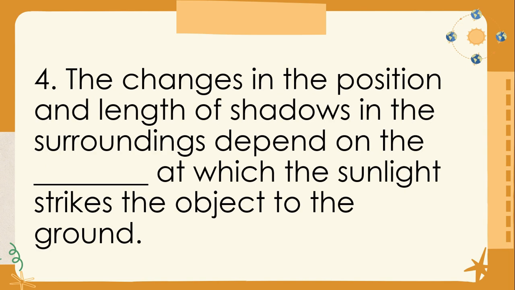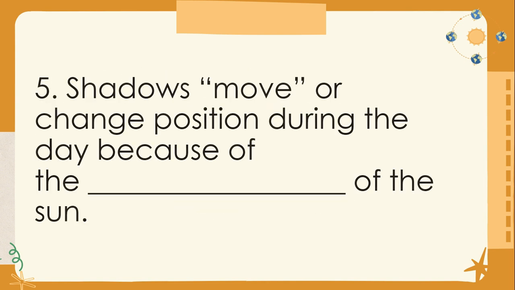4, the changes in the position and length of shadows in the surroundings depend on the blank at which the sunlight strikes the object to the ground. 5, shadows move or change position during the day because of the blank of the sun.